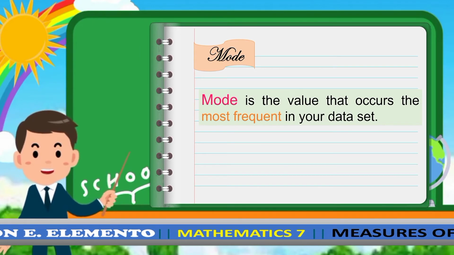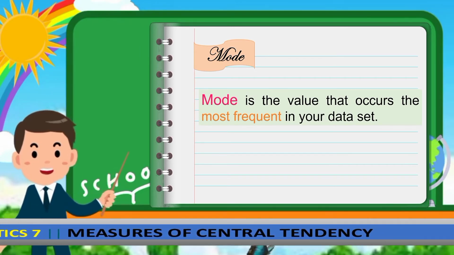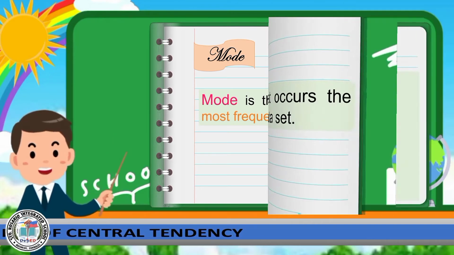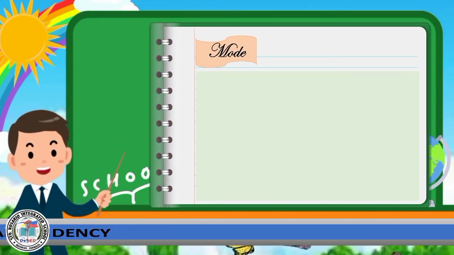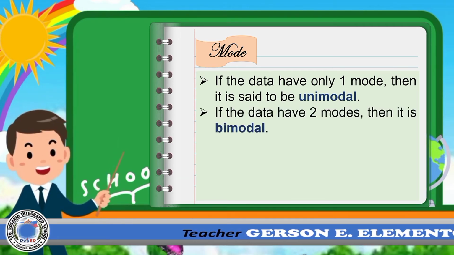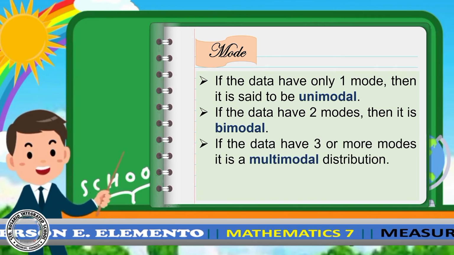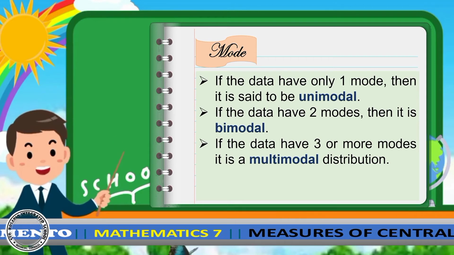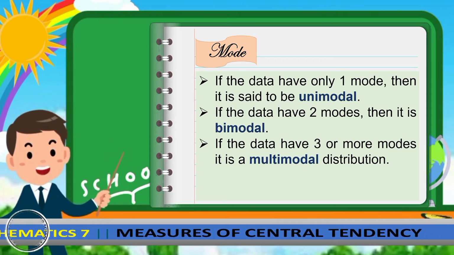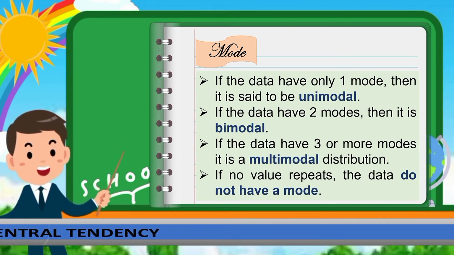Next is mode. Mode is the value that occurs most frequently in your data set. Here is our guide in naming mode. If the data have only one mode, then it is said to be unimodal. If the data have 2 modes, then it is bimodal. Third, if the data have 3 or more modes, it is a multimodal distribution. If no values repeat, the data do not have a mode.